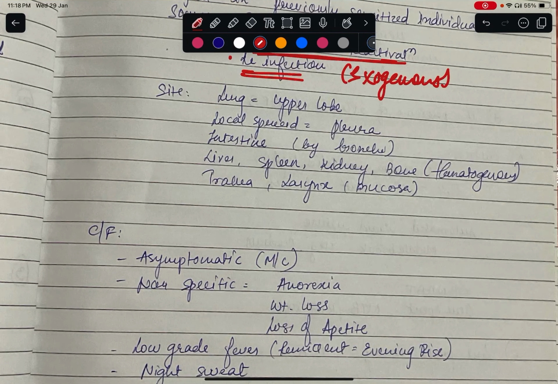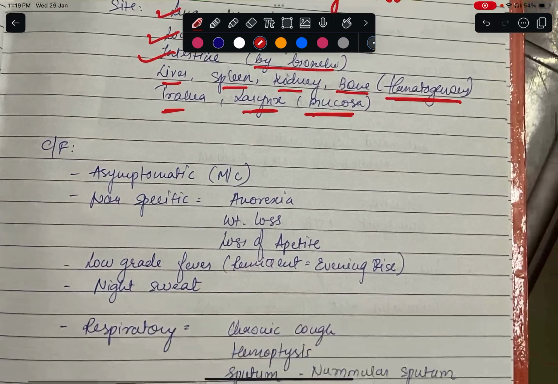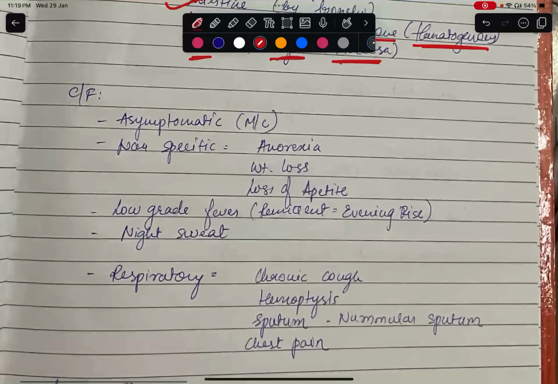Site. Where is the common site? The lungs are the common site, the upper lobe. Local spread to pleura. Intestine by bronchi. Then by hematogenous route to liver, spleen, kidney and bone. And through the mucosa, to the trachea and larynx.